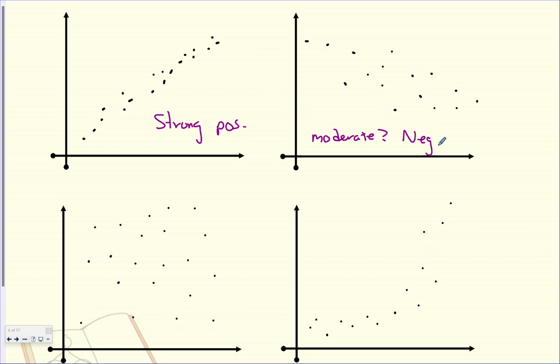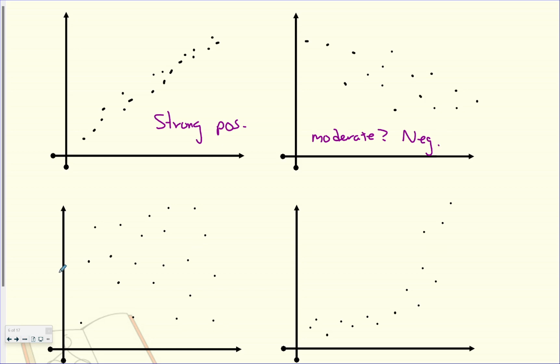Negative? Perhaps. Now again, if you have a data set on the border between strong and moderate, it could be a little of both, right? Because we can clearly see the negative trend.